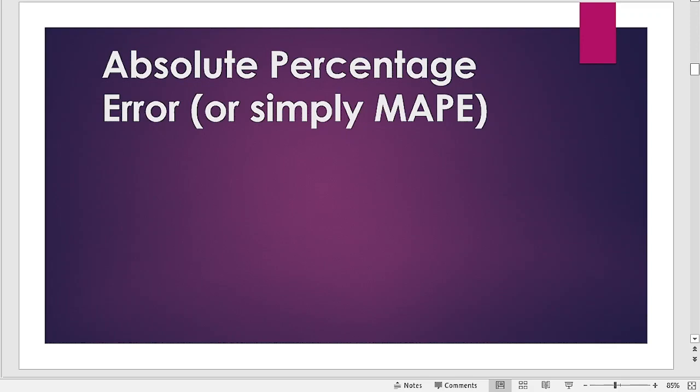MAPE output is a non-negative floating point. The best value for MAPE is 0, whereas a higher value determines the predictions are not accurate enough.